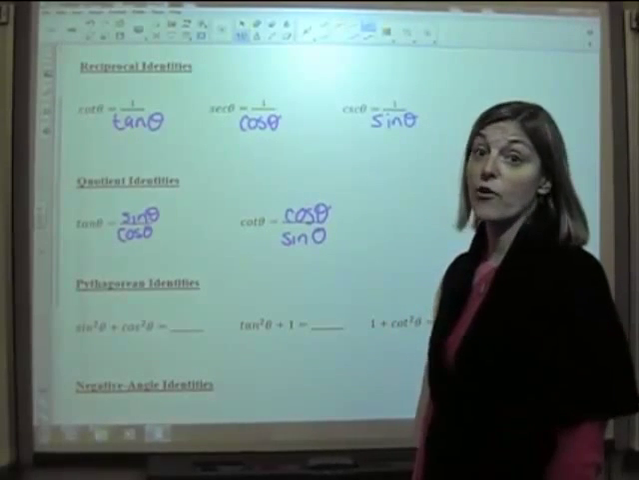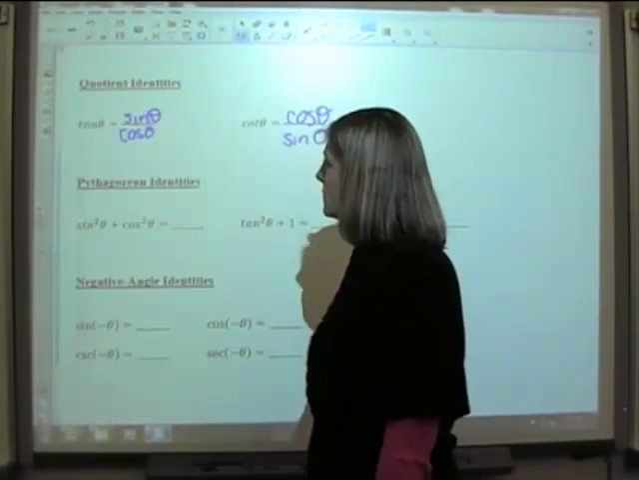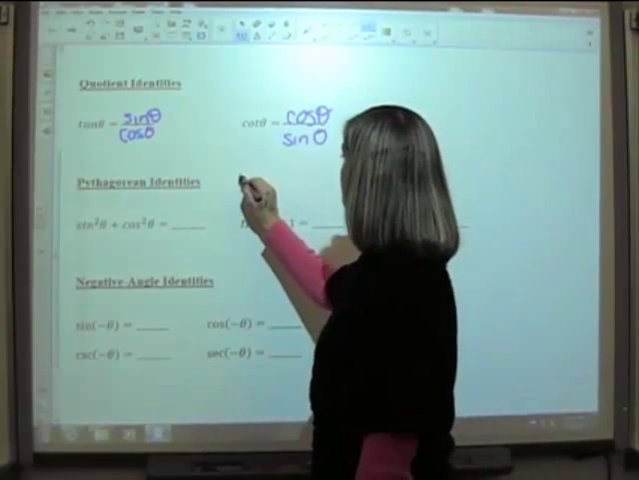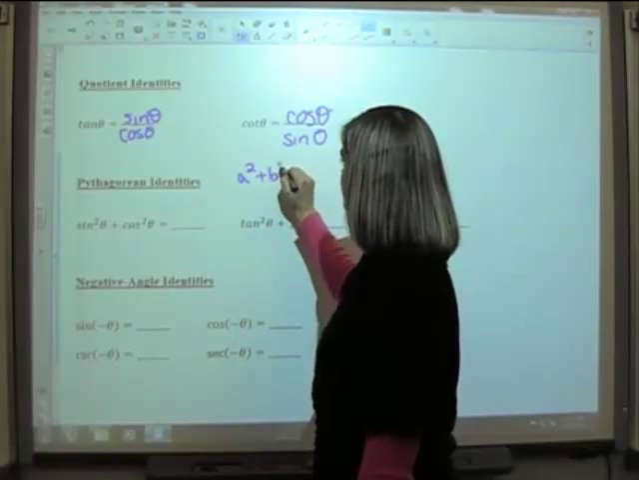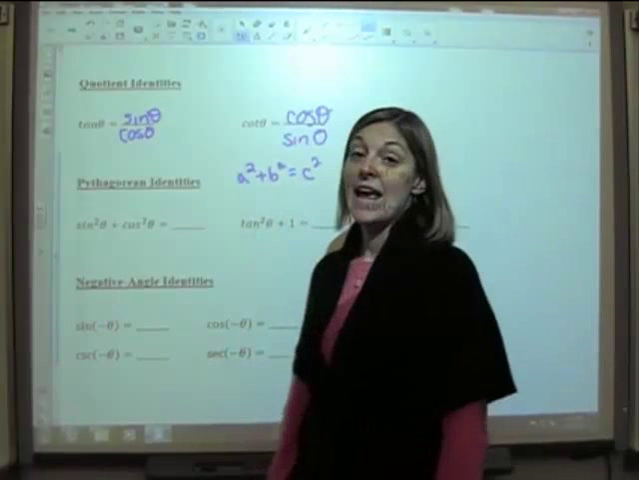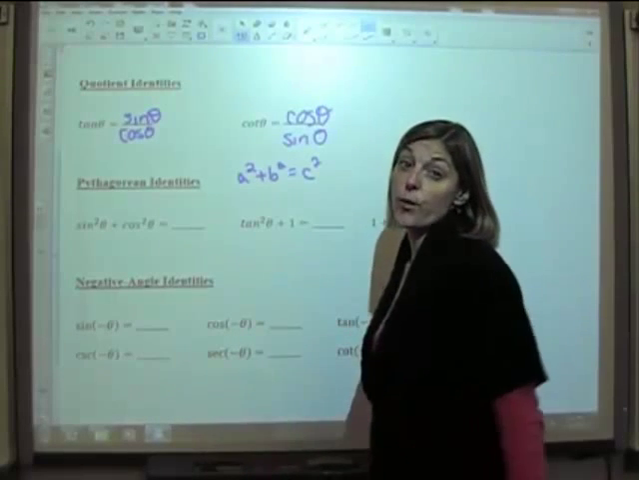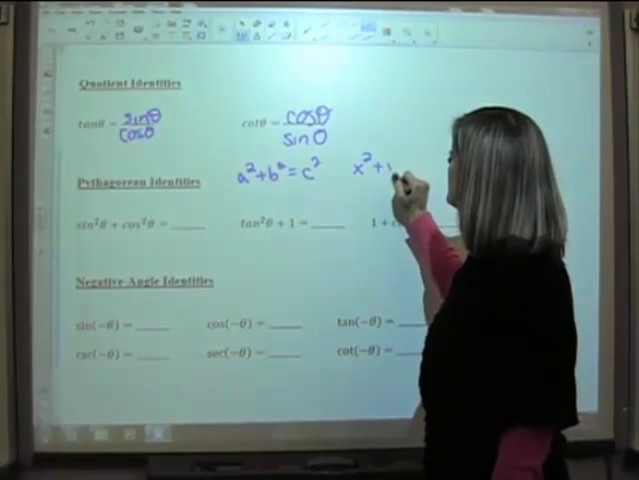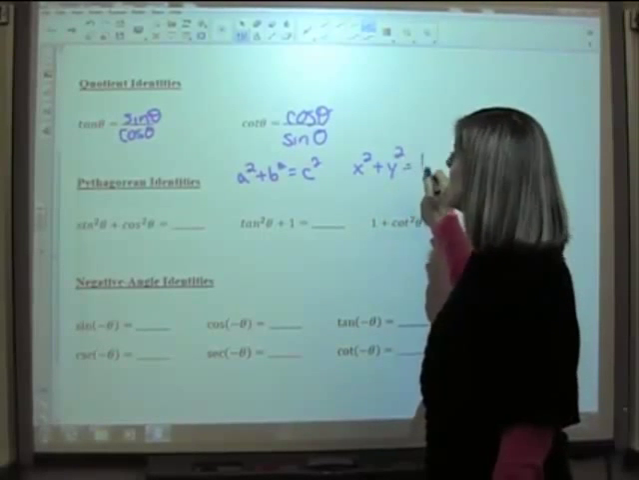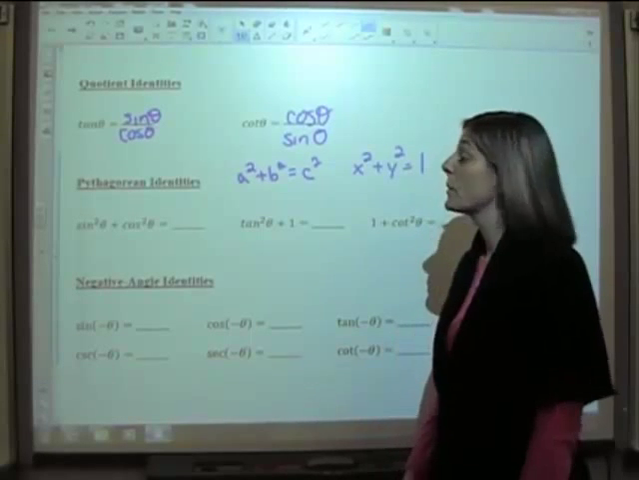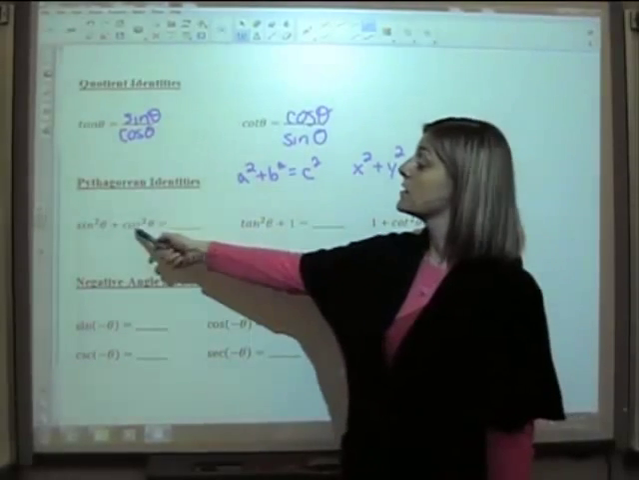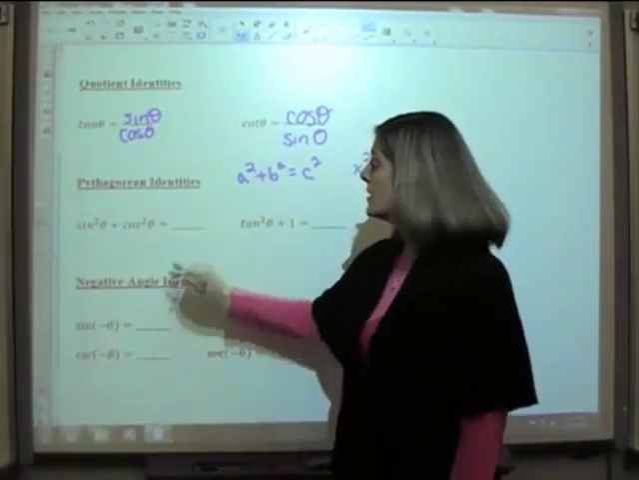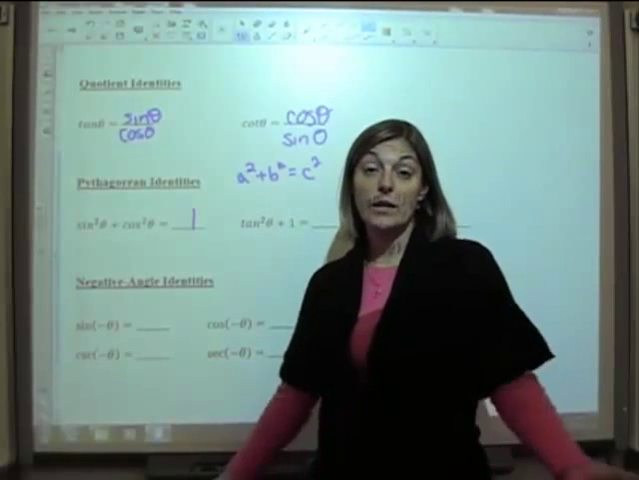Now let's take a look at our Pythagorean identities. Remember, with the Pythagorean theorem, we have a squared plus b squared equals c squared. And on the unit circle, that c squared is the radius, which is 1. So we have x squared plus y squared equals 1 squared, which is just 1. Remember that x squared is cosine squared, and y squared is sine squared. So sine squared plus cosine squared is just equal to 1.